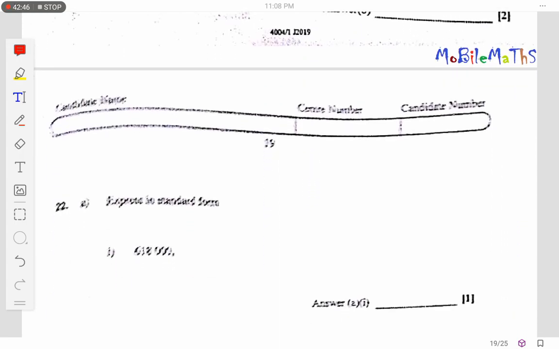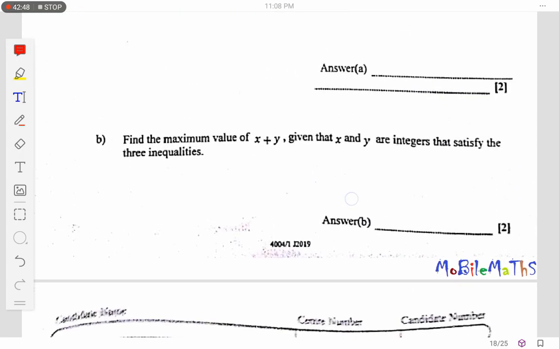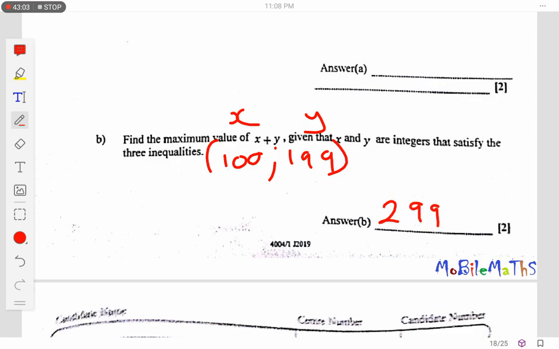So the ones with the zeros, you can't get a higher value. So you can use 100 and 199 there. This will be your x and this will be your y. So your maximum value is going to be x plus y, 100 plus 199, you get your 299 there. Okay.